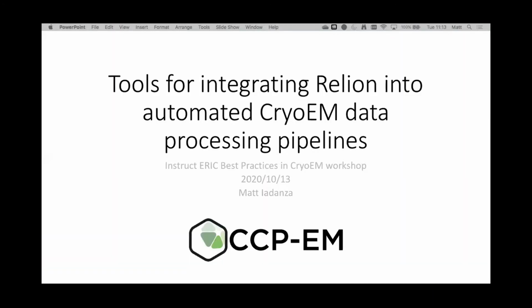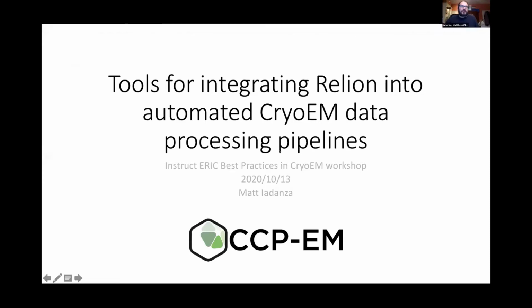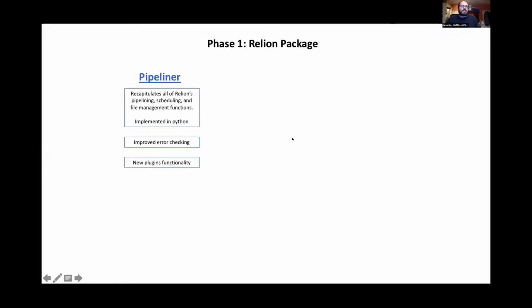Hello. One of the things that I'm working on at CCP-EM is tools for integrating Relion into automated data processing pipelines. So this comes as a three-part package. The first is what I'm calling the pipeliner. This is essentially a Python implementation of the scheduling and file management aspects of Relion with a bit of improved error checking, and also a new plugin functionality, which I'm not really going to talk about today.